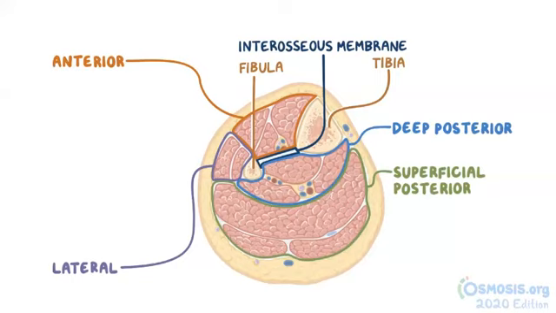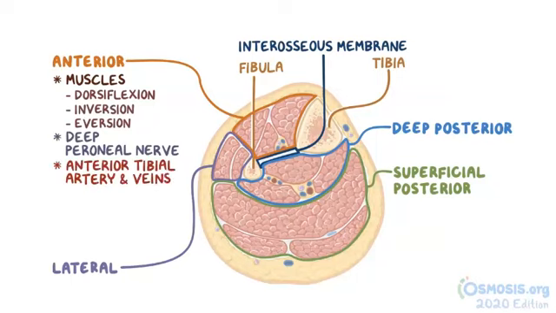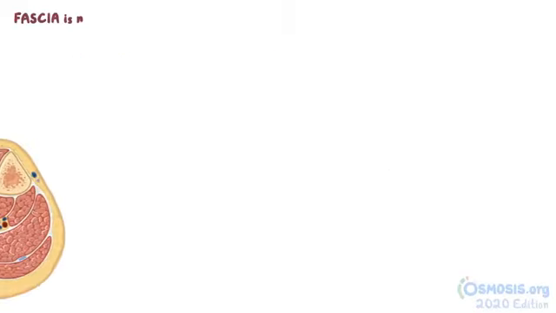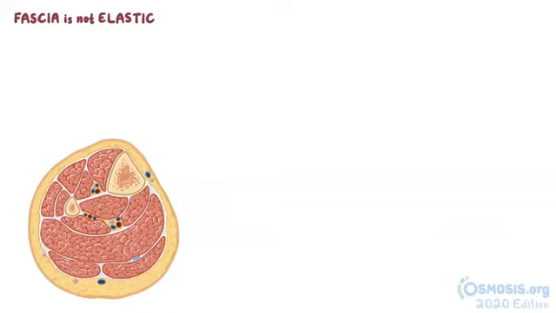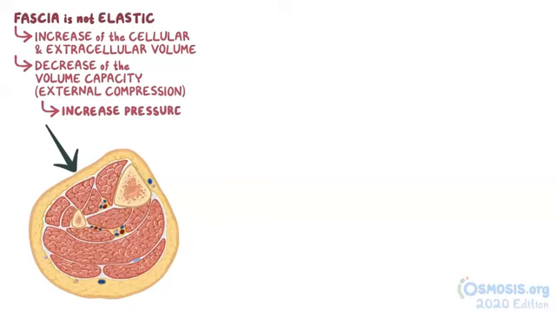The anterior, lateral, deep posterior, and superficial posterior compartments all contain their own muscles and blood vessels. For example, the anterior compartment holds the muscles that perform dorsiflexion of the foot and also aid in its inversion and eversion. The deep peroneal nerve that innervates them and its blood supply come from the anterior tibial artery and veins. Since the fascia is not elastic, it can't stretch much. Therefore, any increase of the cellular and extracellular volume, or a decrease of the volume capacity, like with some external compression, will lead to the increase of the pressure inside the compartment.